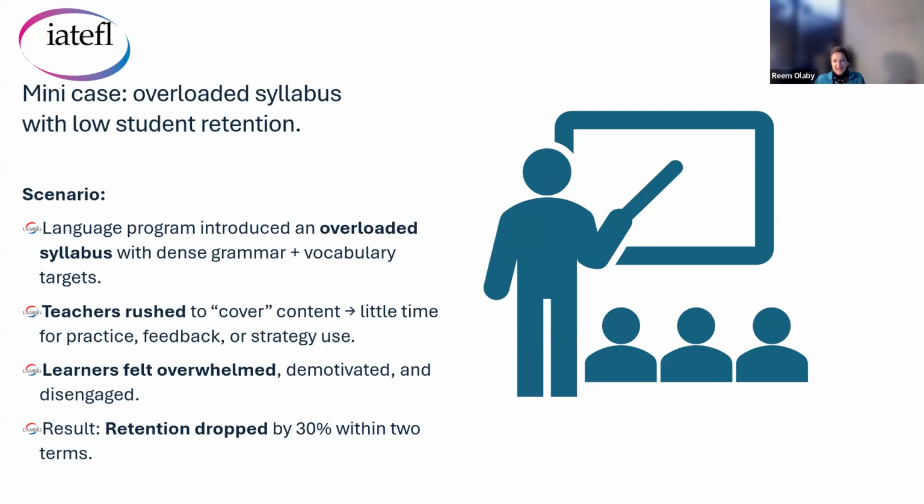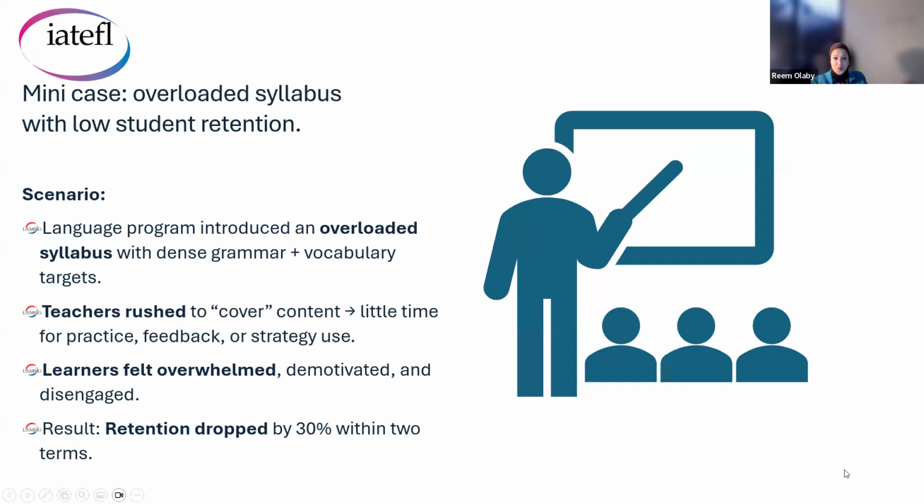They started disengaging, and within just 2 terms, the students' retention dropped by 30%. So this case here shows us something very important, which is when we try to do too much, we actually end up achieving less. Overloading content does not necessarily build stronger learners. It's not necessarily correlated with rigor, right? Sometimes it weakens persistence and confidence.